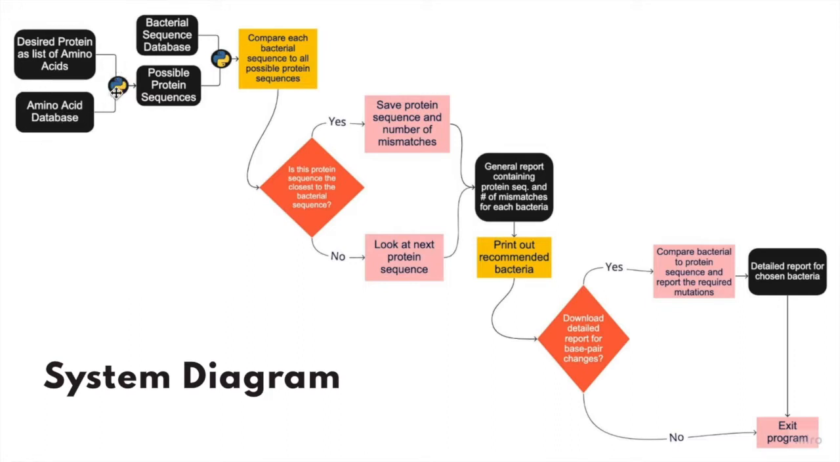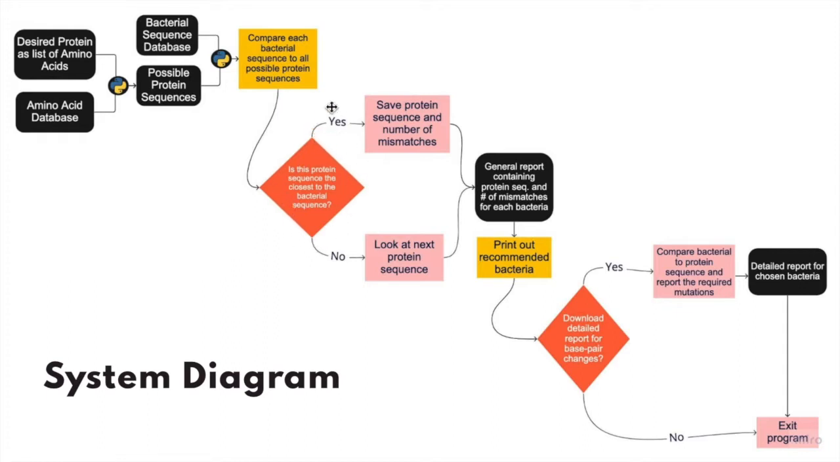Then this file, along with the bacterial sequence database, would be used to compare each bacterial sequence to all of the possible sequences encoding for the desired protein and pick out the sequence with the least number of mismatches. Then, if the protein sequence is the closest to the bacterial sequence, the protein is saved as this closest sequence, and if not, the algorithm will keep on looking.